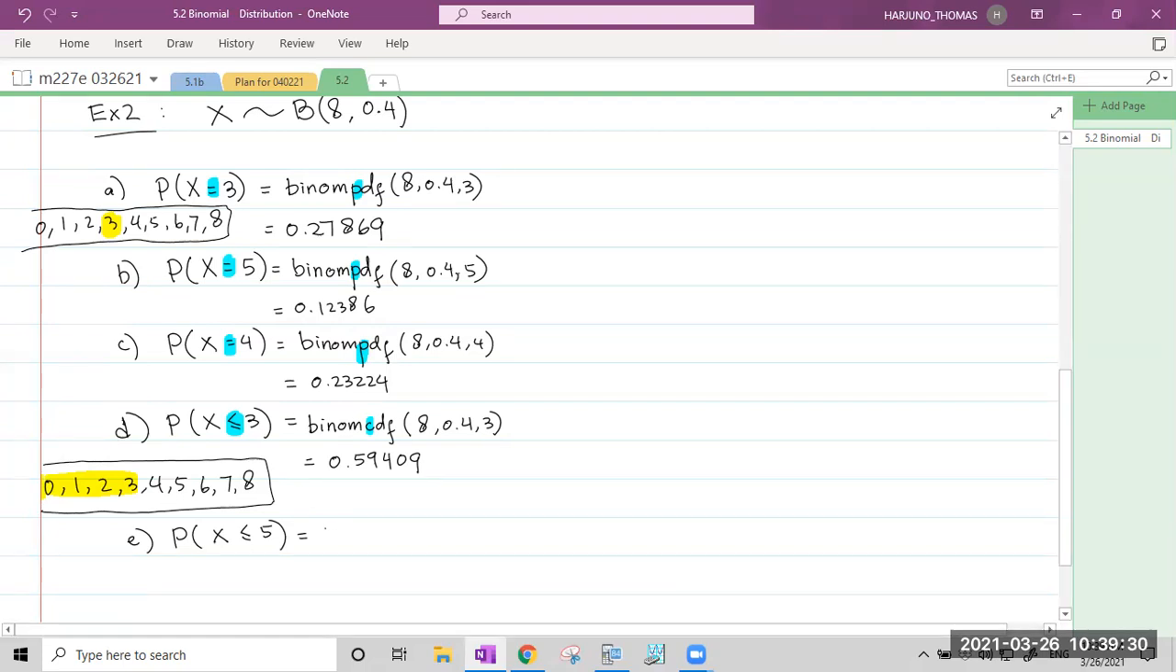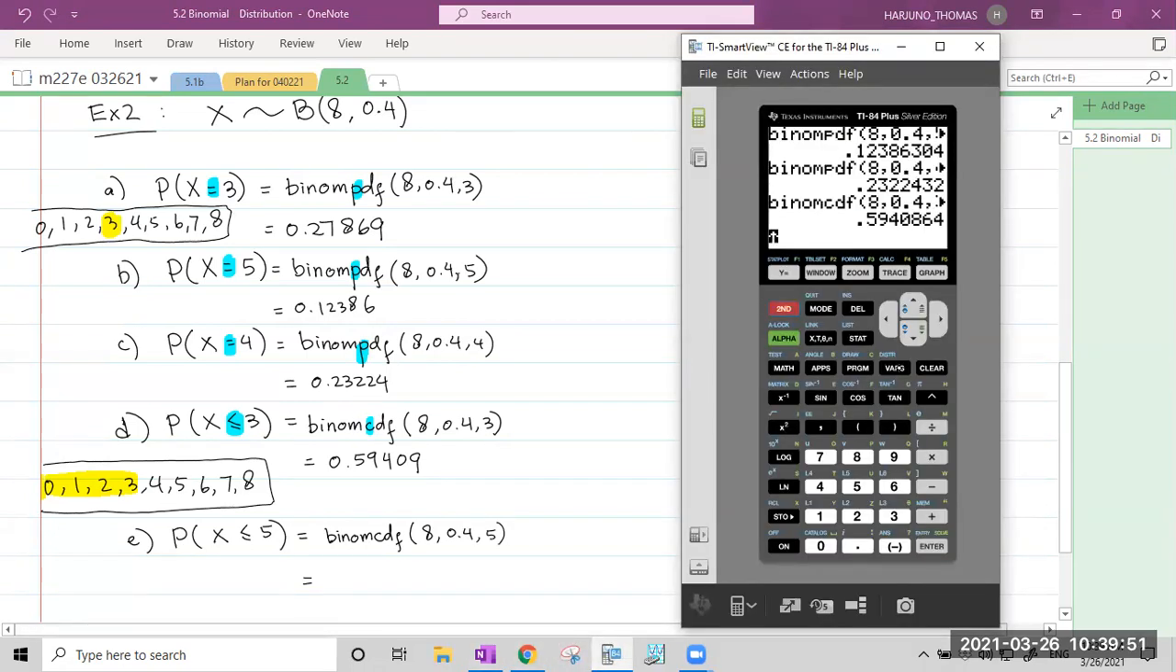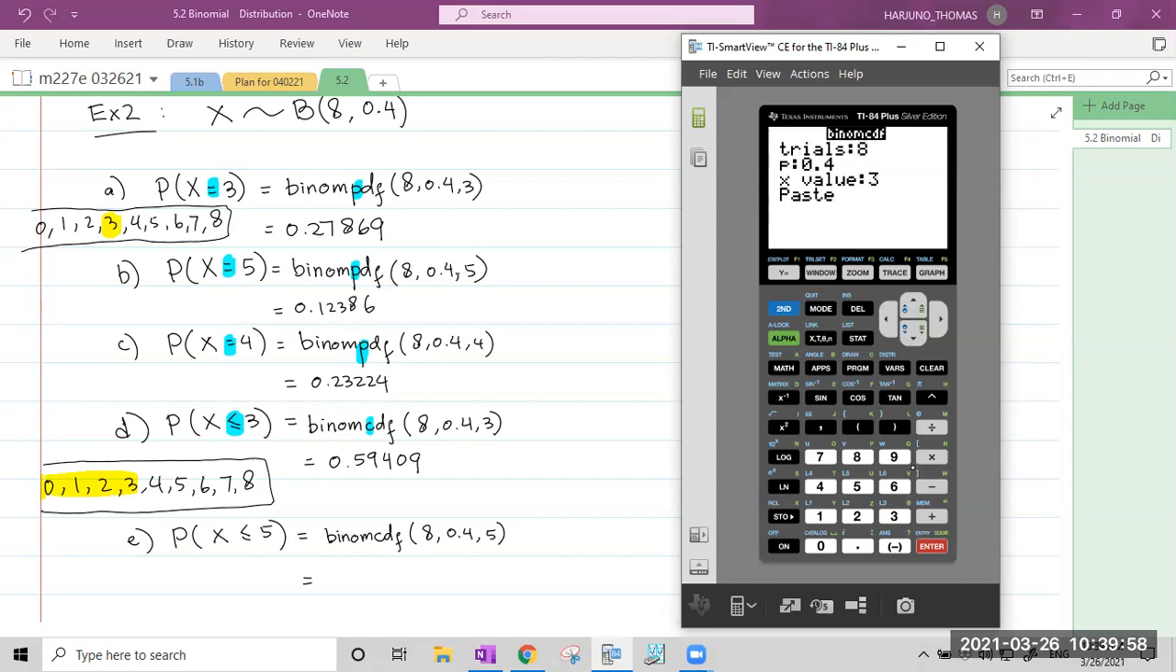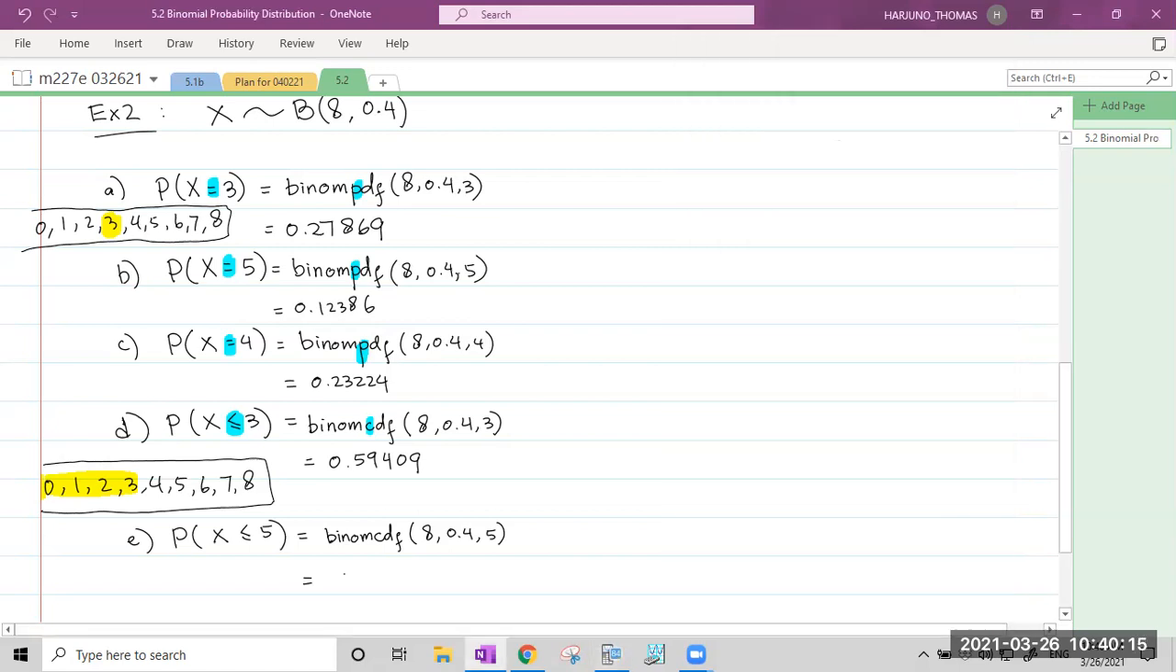Now, that will be Binomial Cdf 8, 0.4, 5. That is, if we use our calculator, that's Binomial Cdf. Number of trials is 8, probability of each success 0.4, and cumulative up to 5. That's 0.95019.